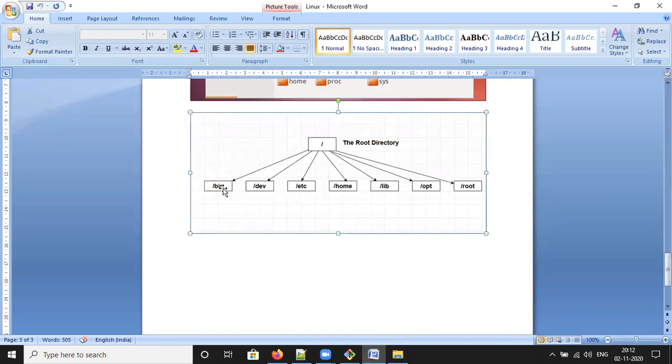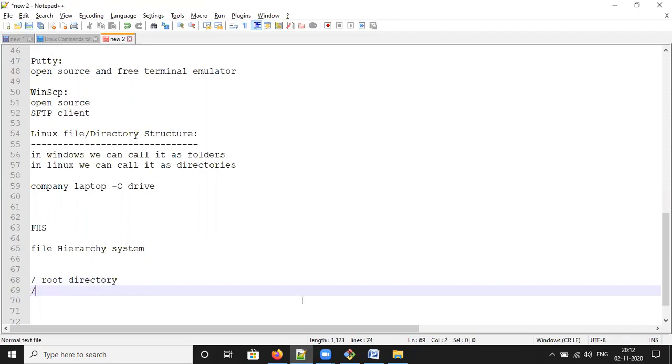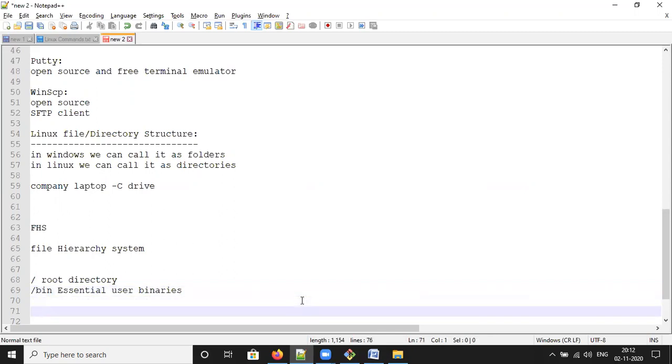/bin, what does it contain? The /bin directory is under the root directory. /bin holds essential user binaries. What does that mean? Essential user binaries are programs that must be present when the system is mounted in single user mode.